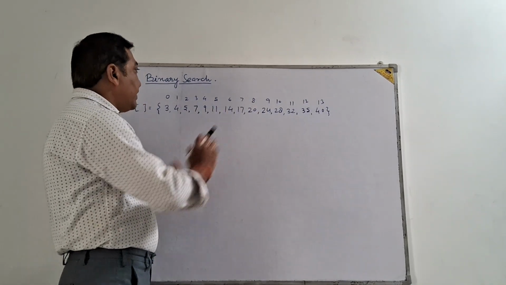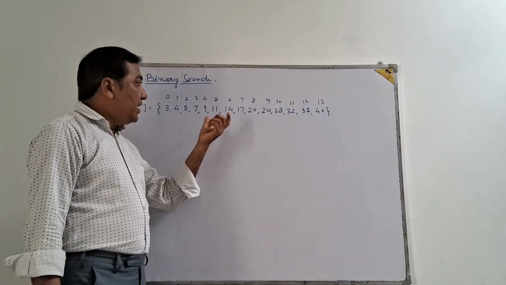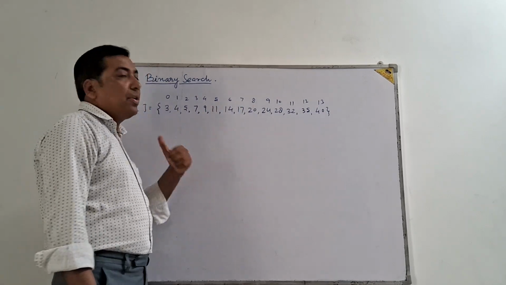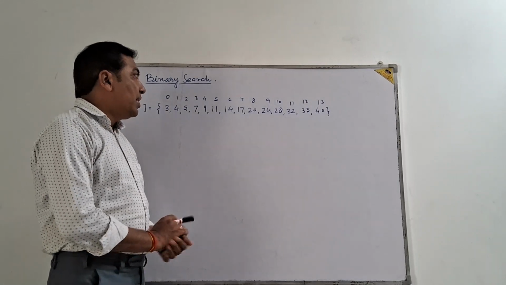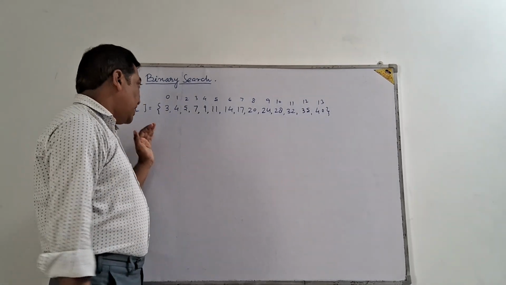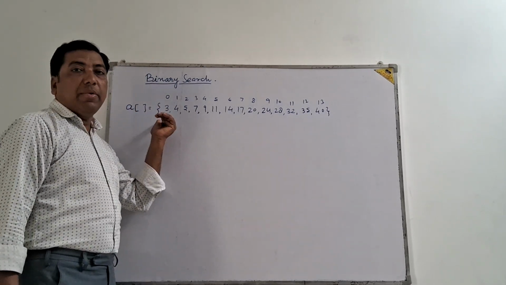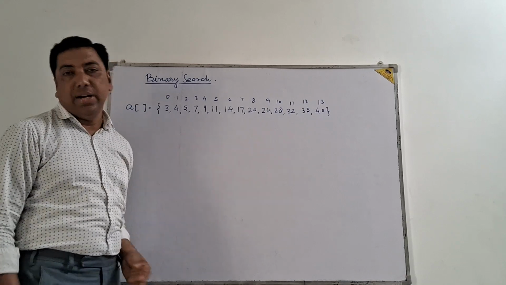That means it divides the array into two halves, and after one comparison, it compares the number in only one half, either the left half or the right half. Okay. So we'll discuss binary search according to an example. As you know, binary search is applicable only on a sorted array, meaning the array is given in ascending order or in descending order.